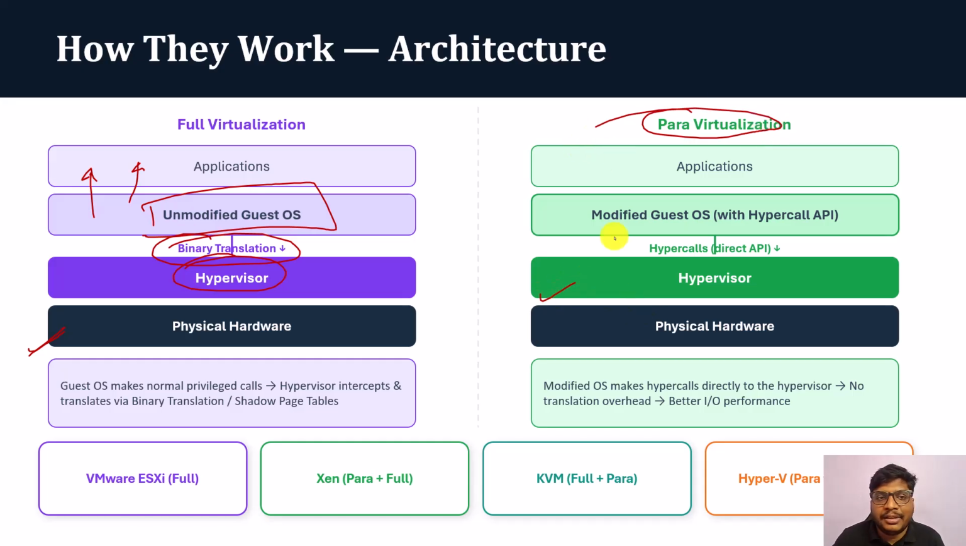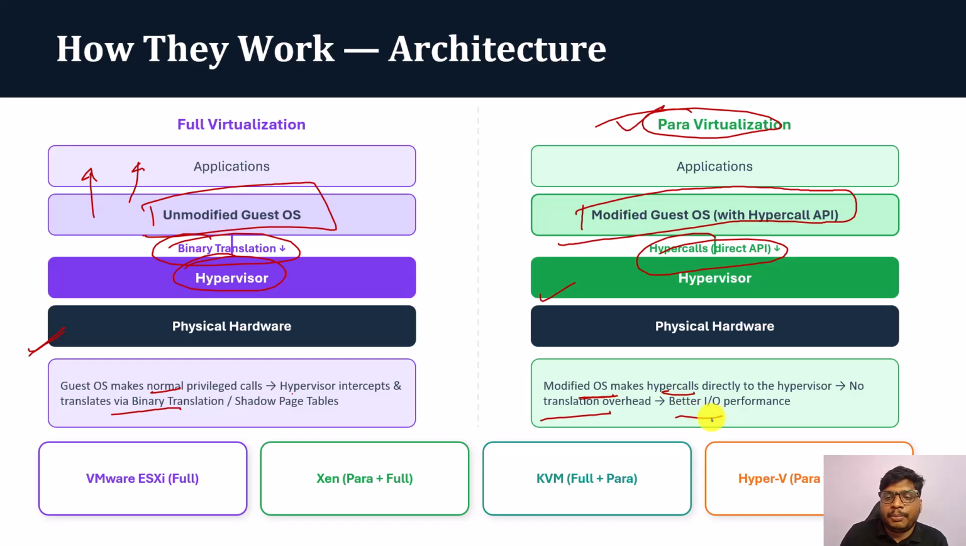Here we have a hypervisor but a modified guest operating system with the help of a hypercall API. So hypercalls deal with what? Para virtualization. Remember this keyword. You can see here the guest operating system makes normal privileged calls, then it goes to the hypervisor. The hypervisor intercepts and translates via binary translation or shadow page tables. In the case of para virtualization, the modified operating system makes hypercalls directly to the hypervisor, and here you can see no translation overhead, so I can say better input output performance. This is the architecture of para and full virtualization.